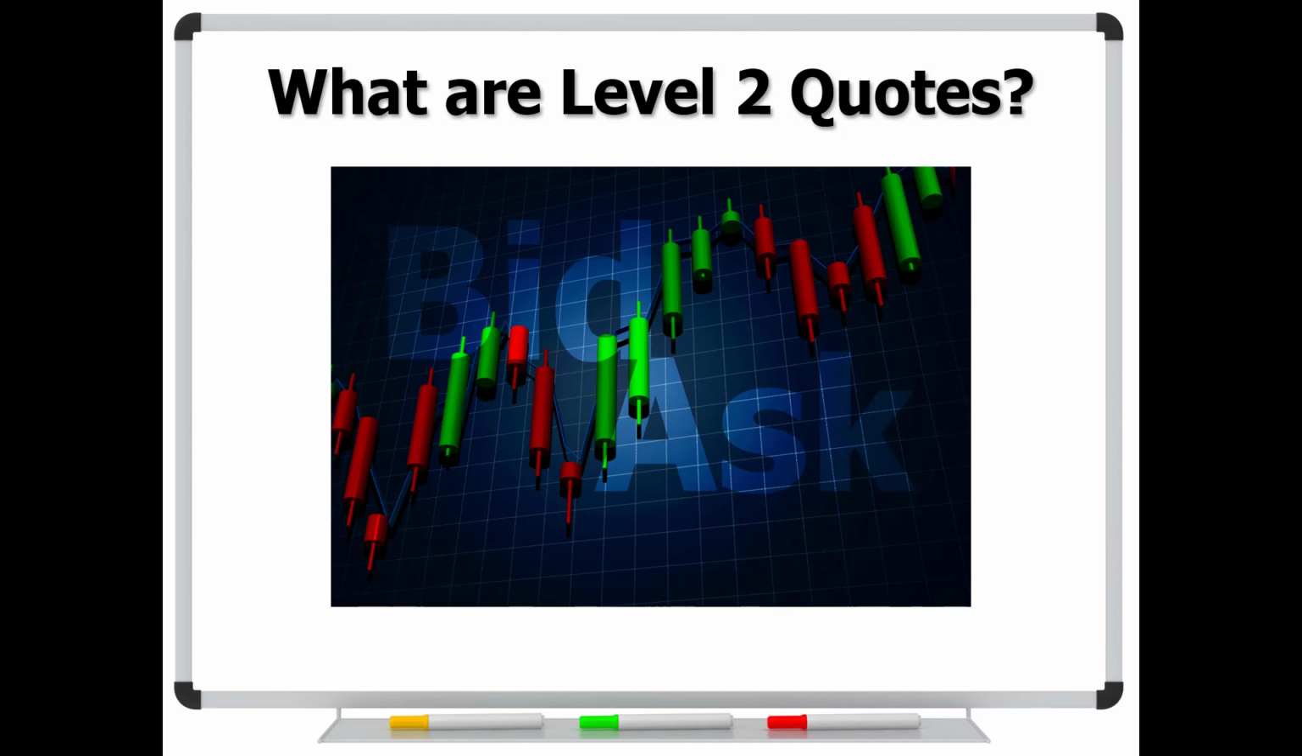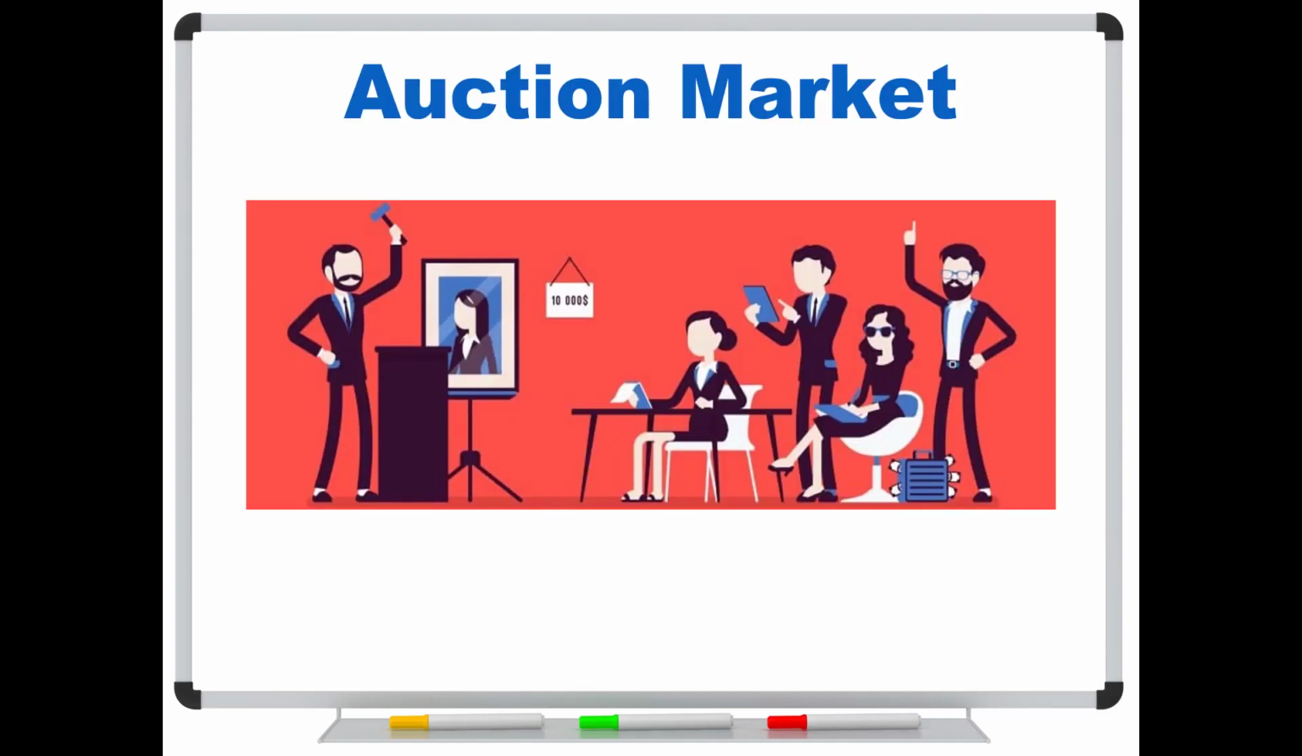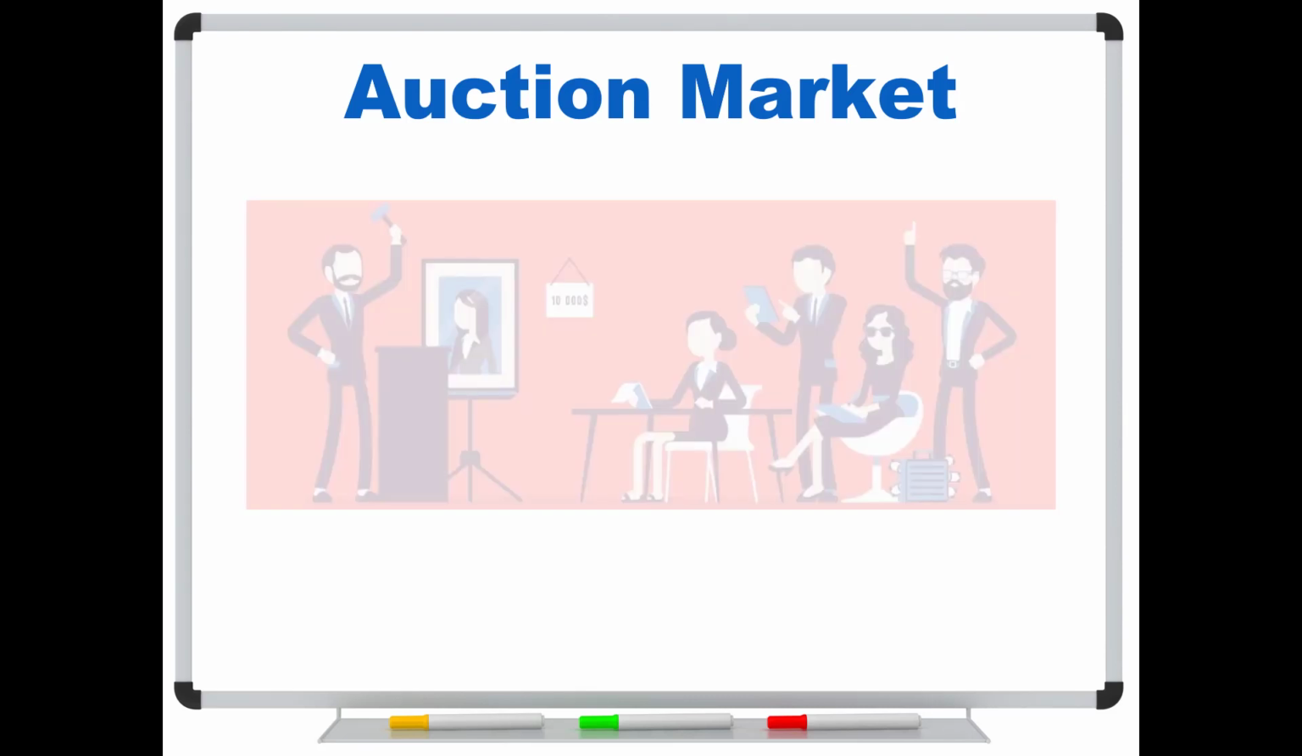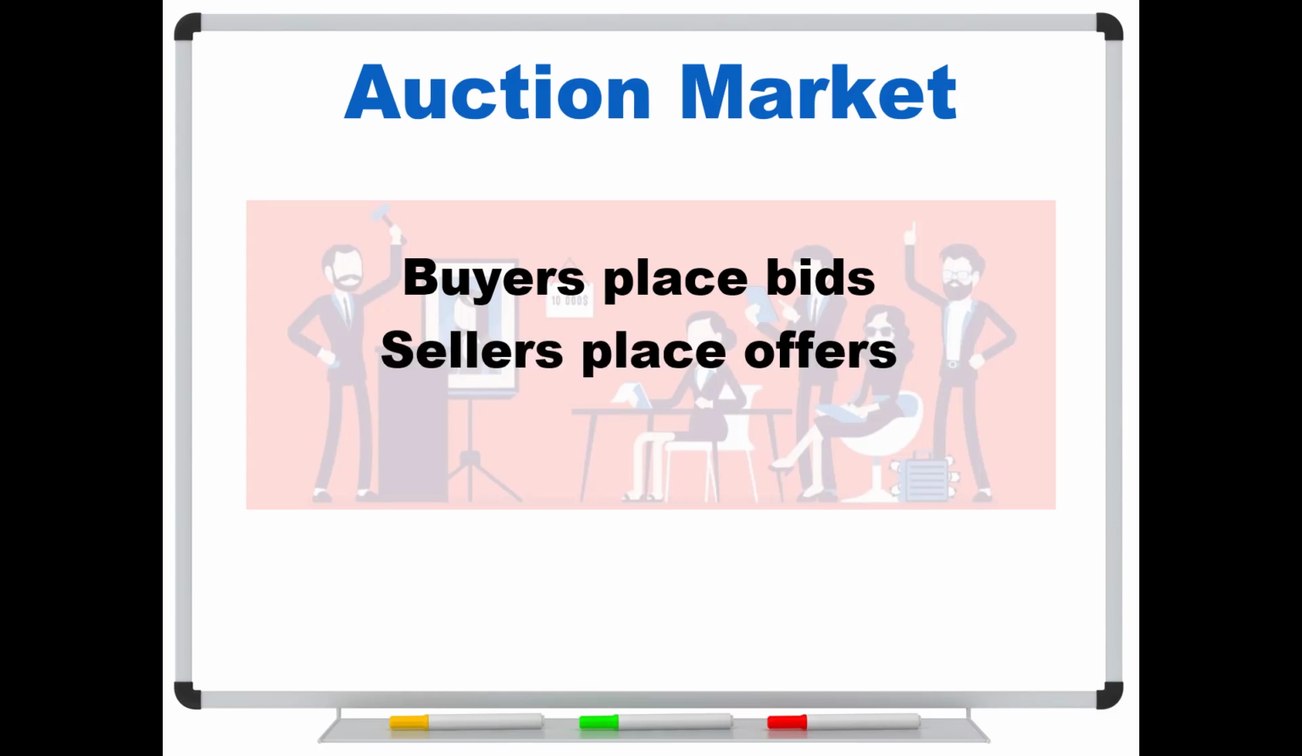So what are these things? Why do they matter, and how do you use them? Well, first of all, understand that the markets are an auction market. That's whether we're talking about options, shares of stock, or bonds, they are all an auction market. So you can think of it like a fancier form of eBay. Remember that buyers place bids and sellers place offers.